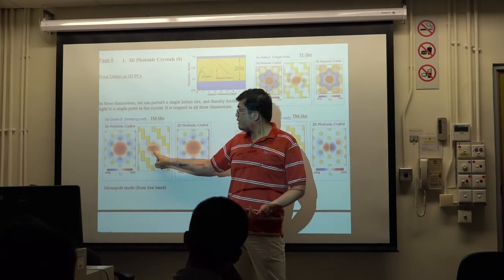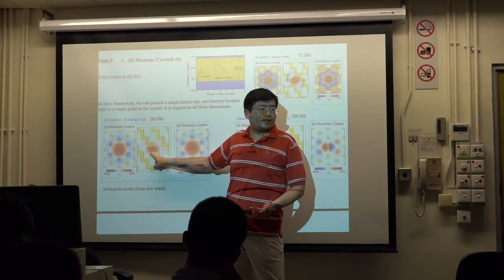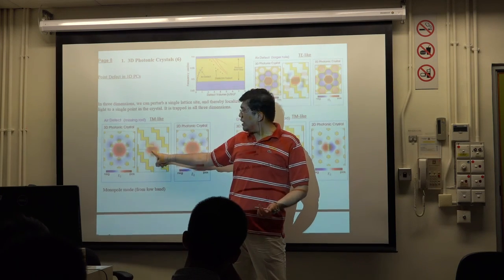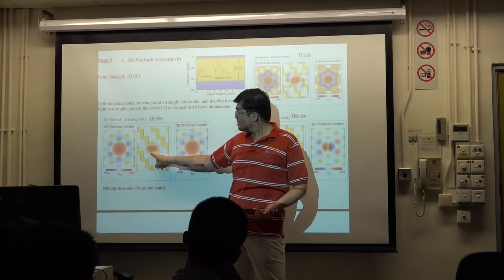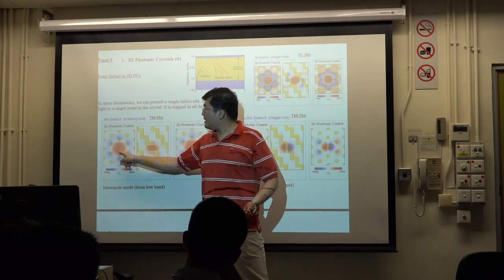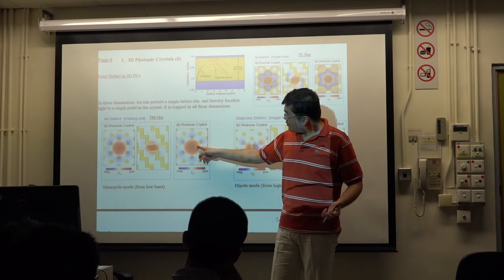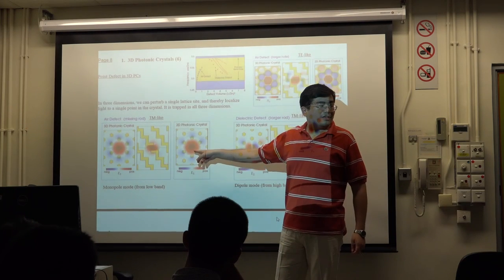This is a column. I remove this one column here. Okay, I'll introduce a point defect. You can see this is a point defect. This is a monopole mode, right? Very similar to 2D photonic crystal.